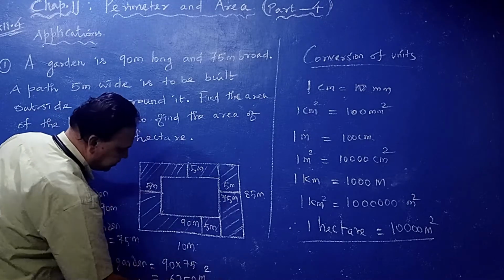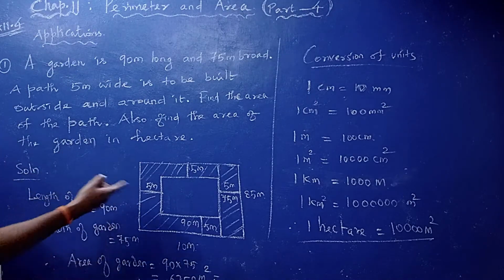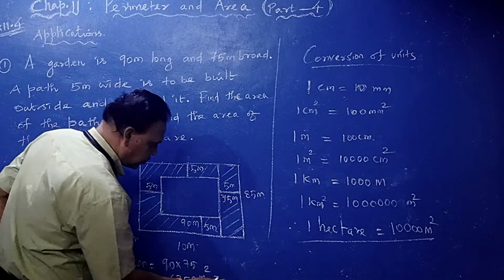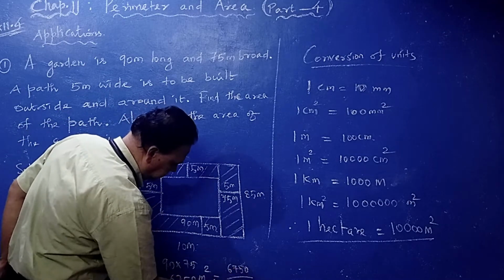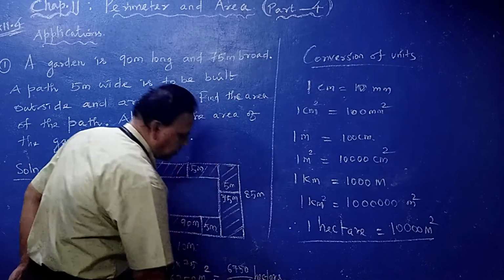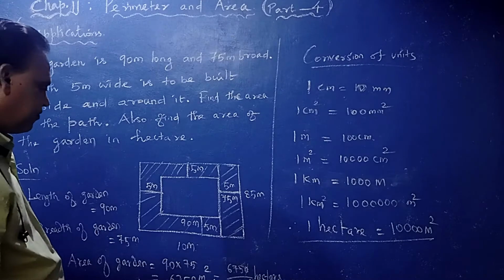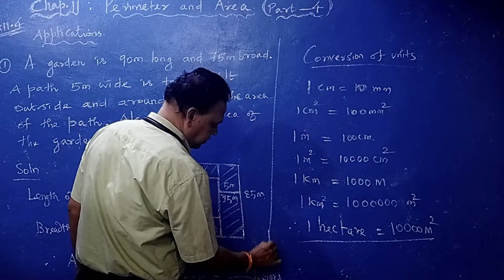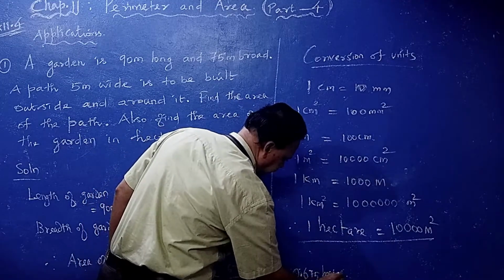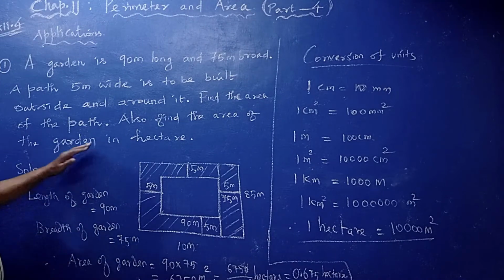Meter squared. In hectare, you have to change. If they ask in hectare, you have to divide it by 10,000. Clear? 10,000 you have to divide. Hectare you have to divide. Okay, so cancel the zeros, then divide, means 0.675 hectare. This is the answer, right? Area of garden in hectare.